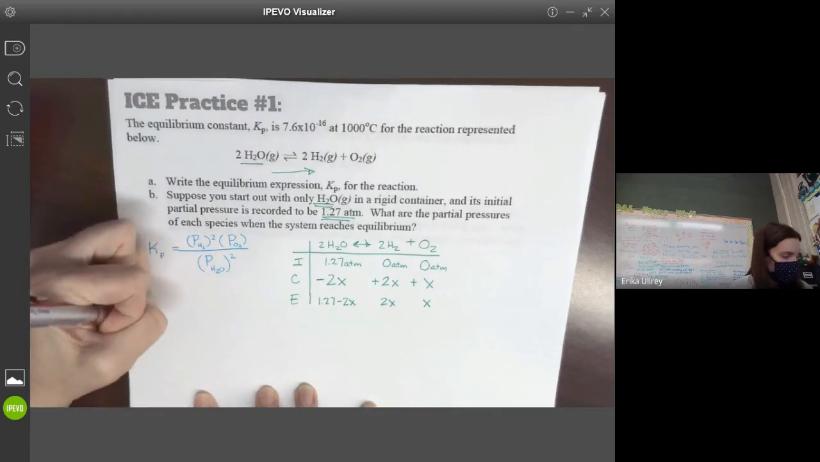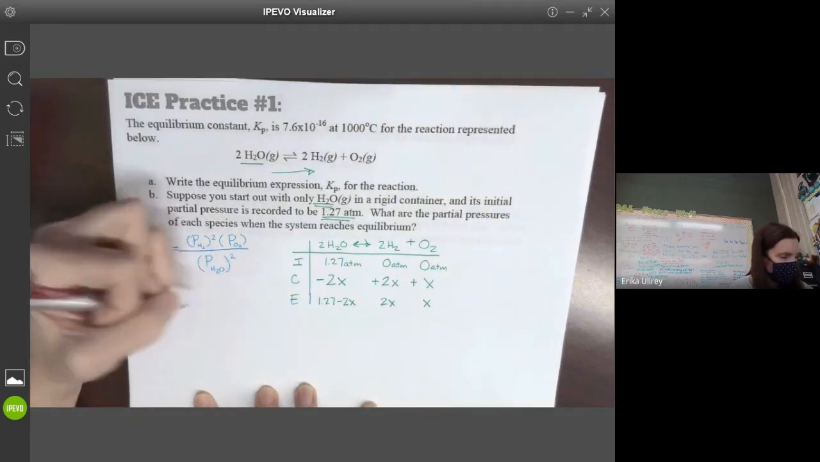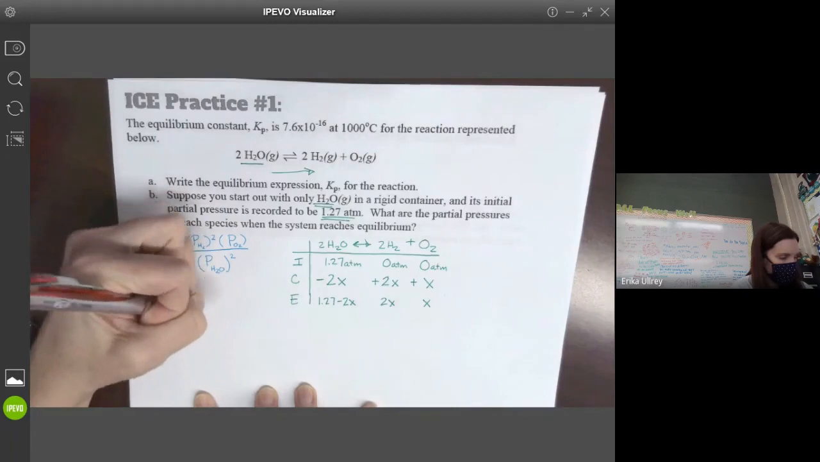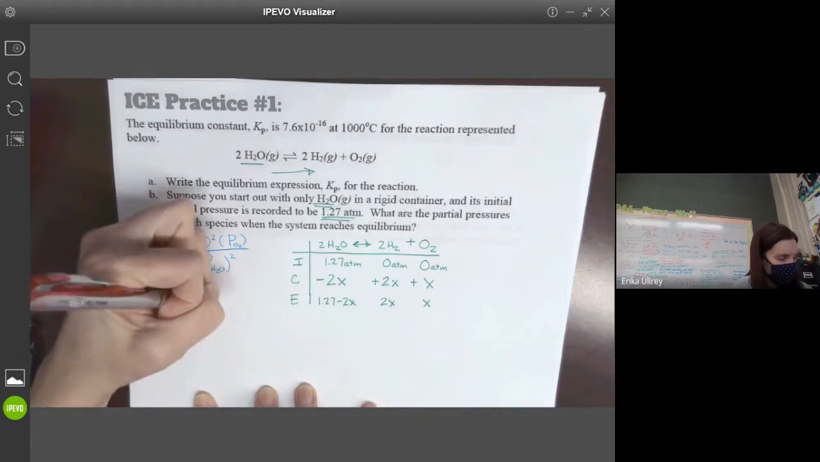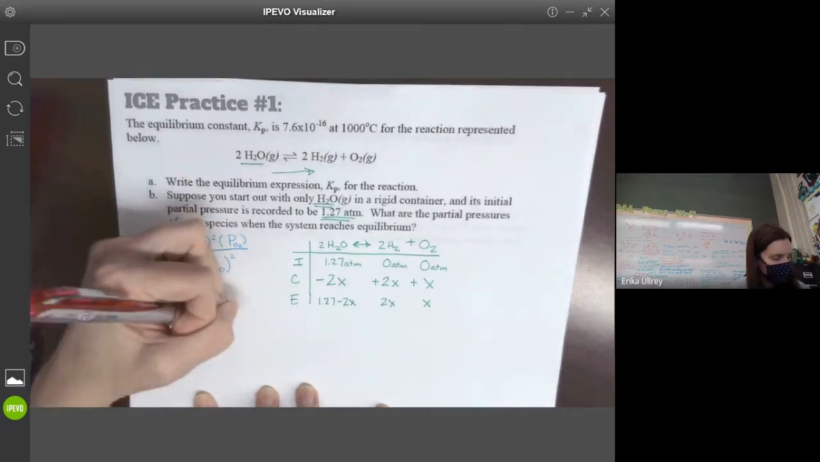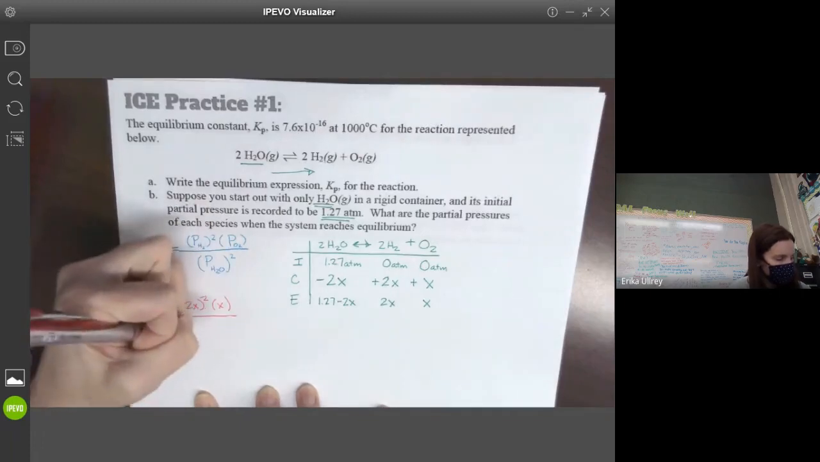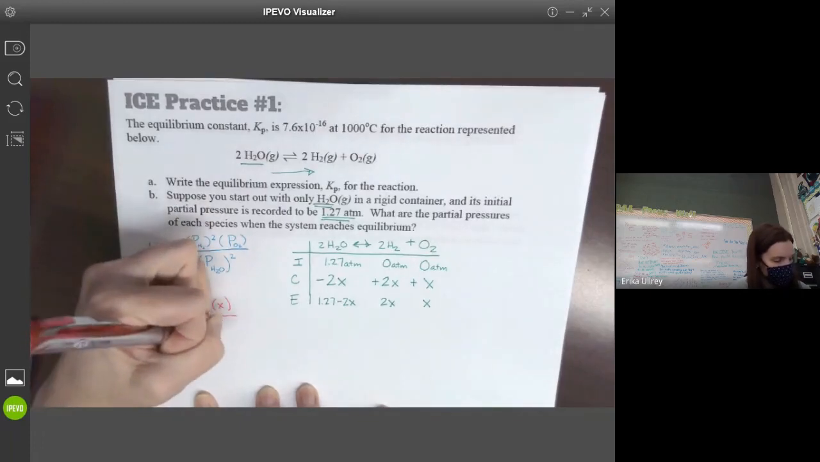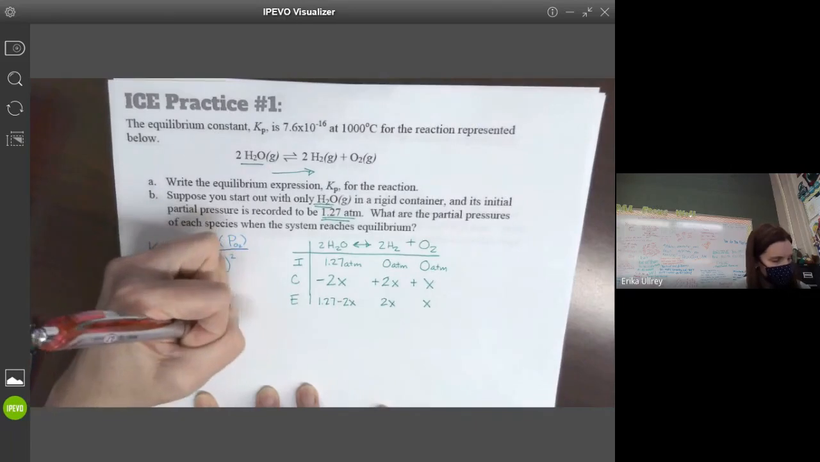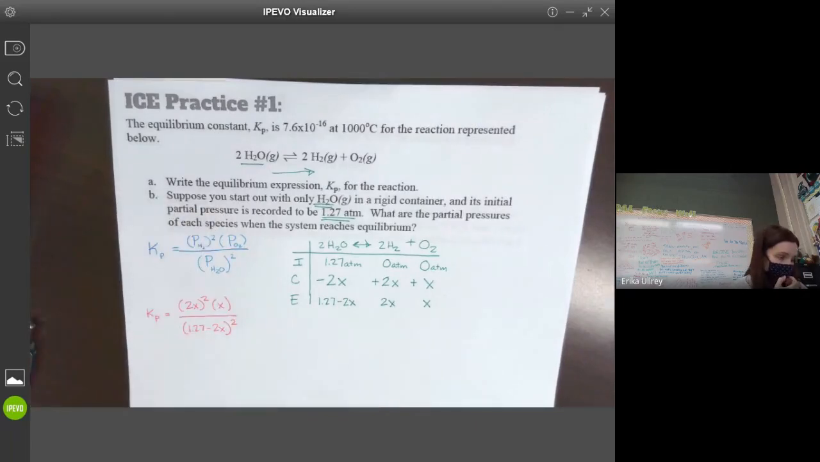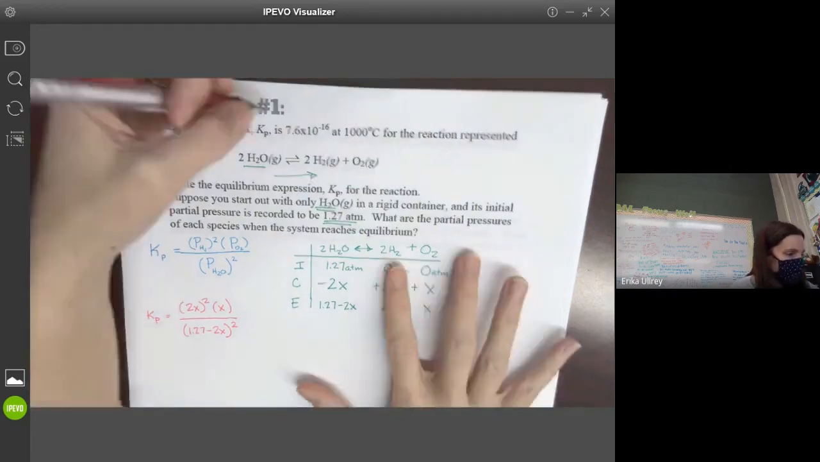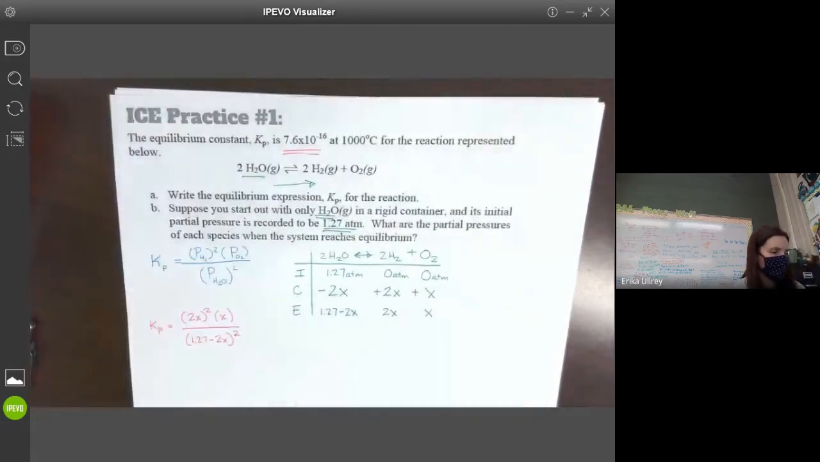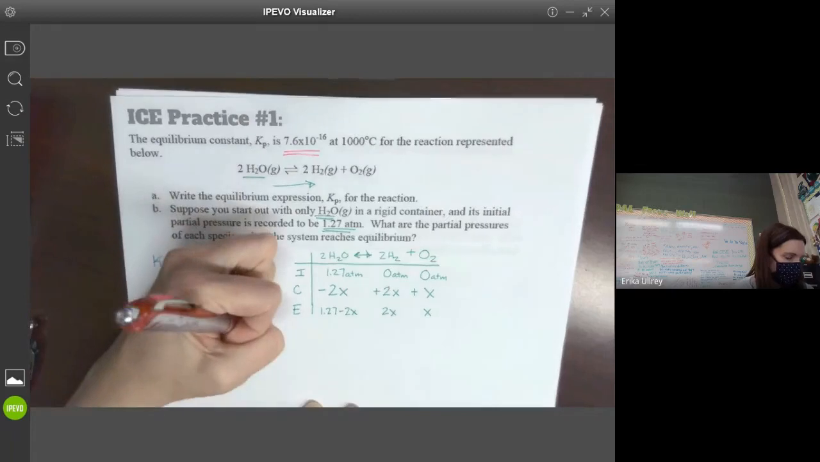So my Kp is going to be equal to 2x squared times x over the quantity 1.27 minus 2x squared. Okay. Now, it gives me the K value. It's right up here. So my K value is 7.6 times 10 to the negative 16th.